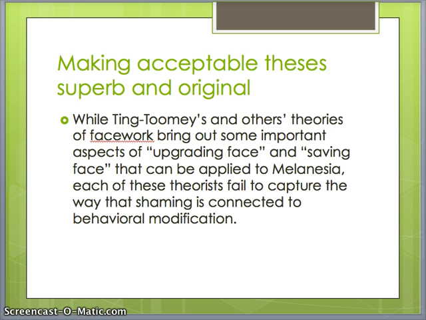All right, so here are some examples of taking an unacceptable thesis and making it more original. While Ting-Toomey, a scholar on cross-cultural communication, and others' theories of face work bring out some important aspects of upgrading face and saving face that can be applied to Melanesia, each of these theorists fail to capture the way that shaming is connected to behavioral modification.